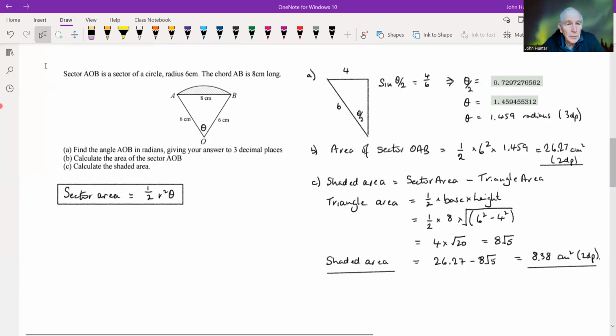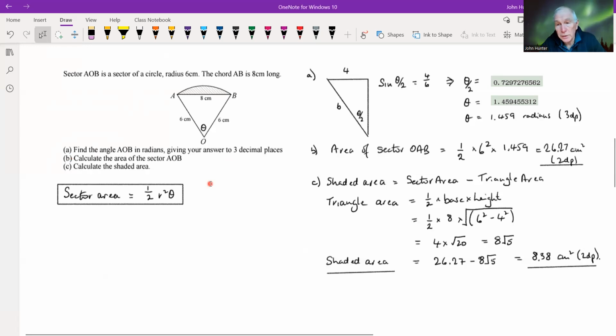So here's an example. Sector AOB is a sector of a circle, radius 6 centimeters. Chord AB is 8 centimeters long, so we can imagine that, can't we? And find the angle AOB in radians, giving your answer to 3 decimal places.